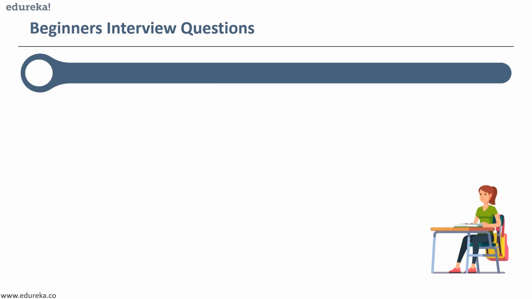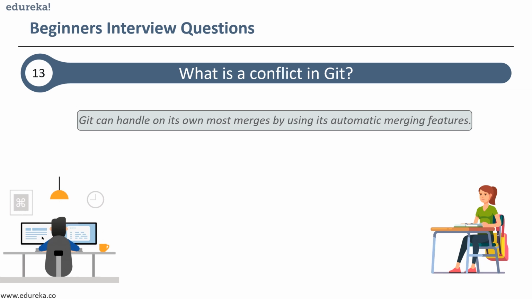So the next question is, what is a conflict in Git? Git can handle most merges on its own by using its automatic merging features. A conflict arises when two separate branches have made edits to the same line in a file, or when a file has been deleted in one branch but edited in the other branch. Conflicts are most likely to happen when working in a team environment.